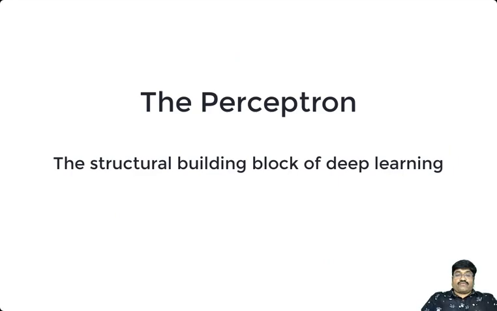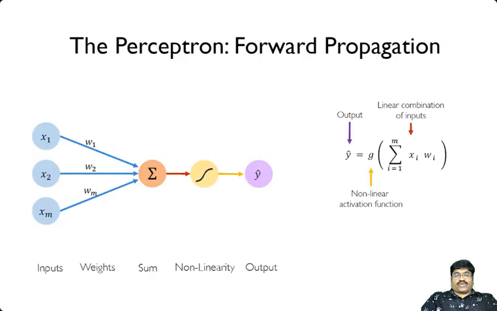So let's start with the fundamental building block of a neural network, which is a single neuron, or what is called a perceptron. The idea of a perceptron or a single neuron is very basic. And I'll try and keep it as simple as possible, and then we'll try and work our way up from there. Let's start by talking about the forward propagation of information through a neuron.